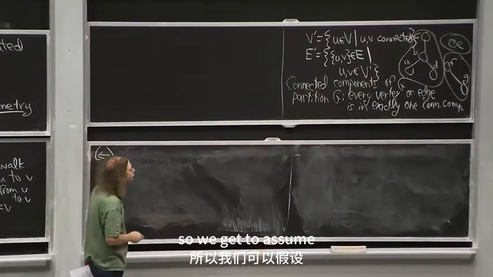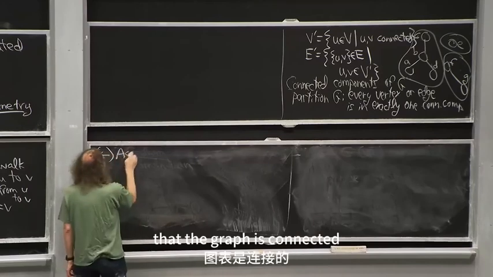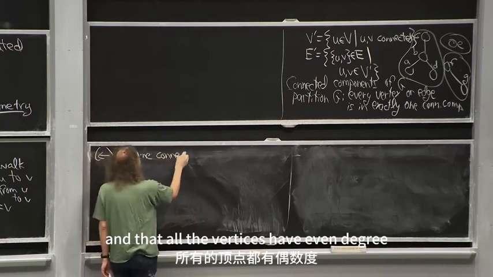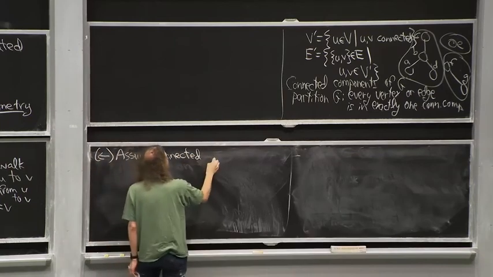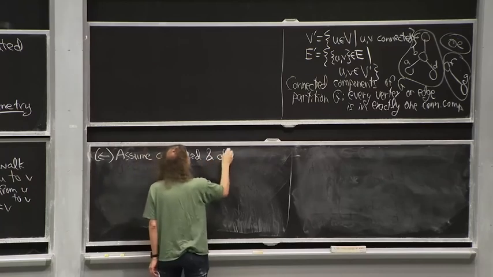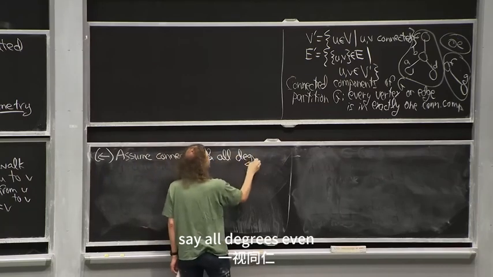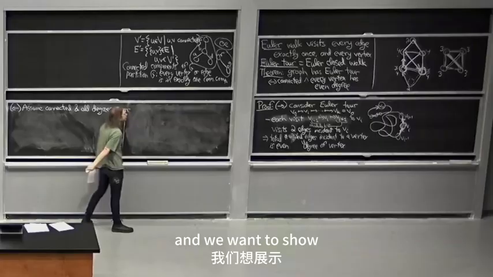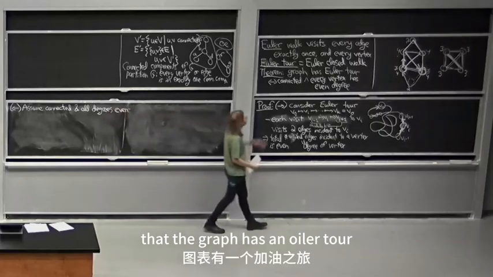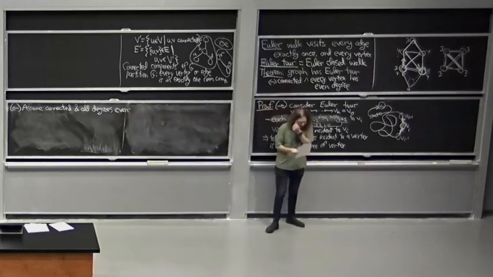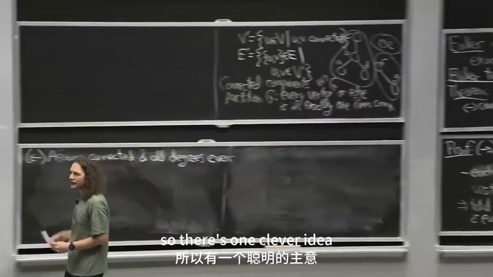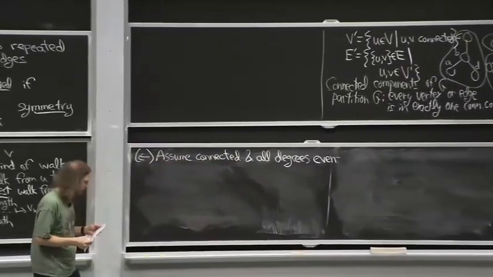So we get to assume that the graph is connected and that all the vertices have even degree. Say all degrees even. And we want to show that the graph has an Euler tour. Okay, for this proof, there's one clever idea, and then the rest is just mechanical.